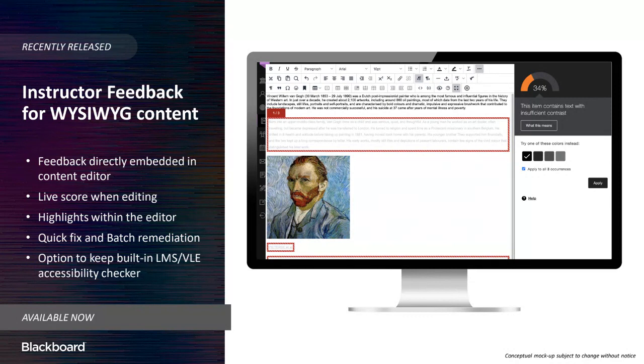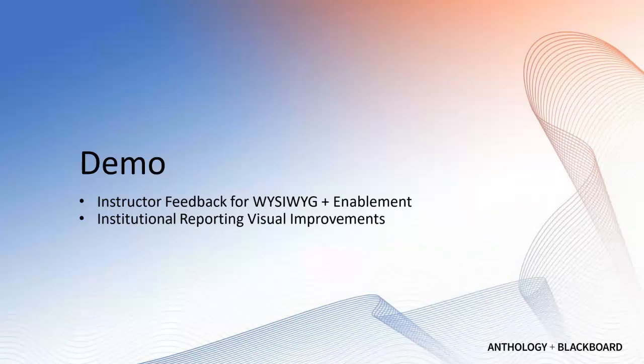So what do we have next? I think we're doing a demo. So we're going to demo a few things. First, we'll do an in-depth look at instructor feedback for WYSIWYG content, and then we'll go into how you actually enable it. By default, this is off. And then we'll also cover some of the reporting improvements that I talked about inside the institution report.